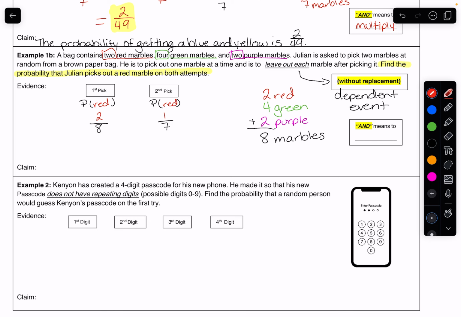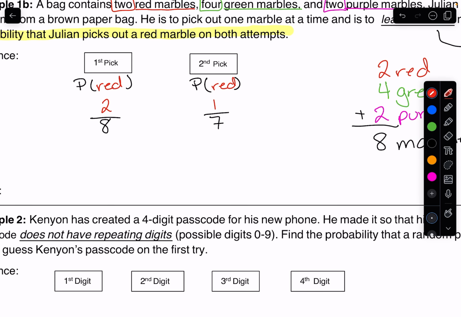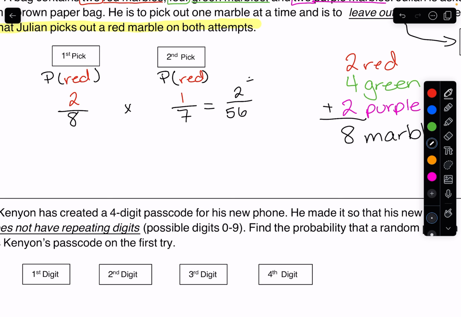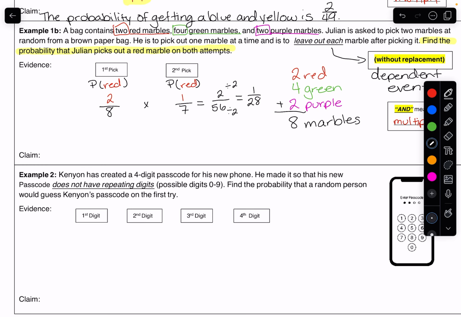This is going to work the same way as the one before. When we see the word "and," we're going to multiply. So we're going to multiply these 2 together. 1 times 2 is 2. 8 times 7 is 56. And this we can simplify by dividing by 2. You guys can use your calculators, but this gets me to 1 over 28. This is our final answer for this one.